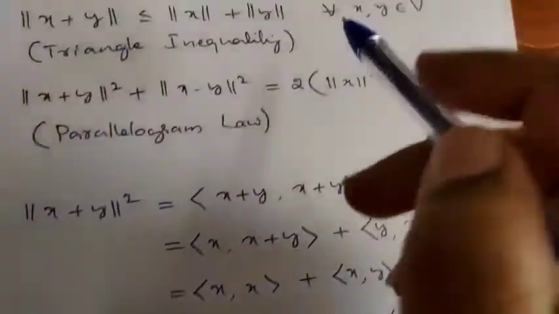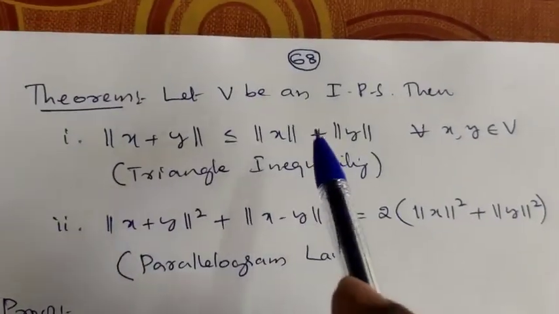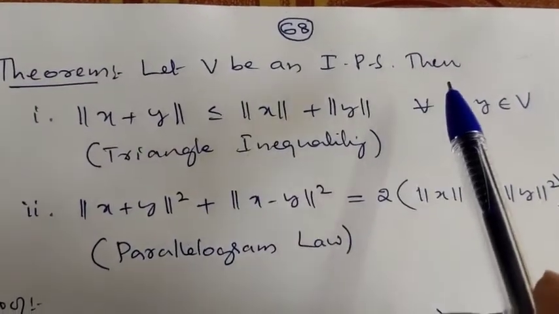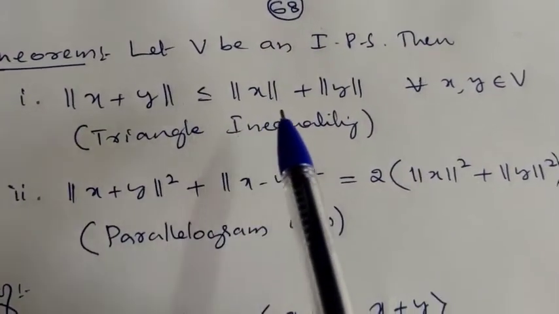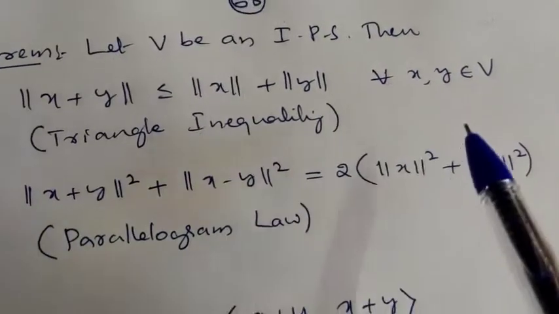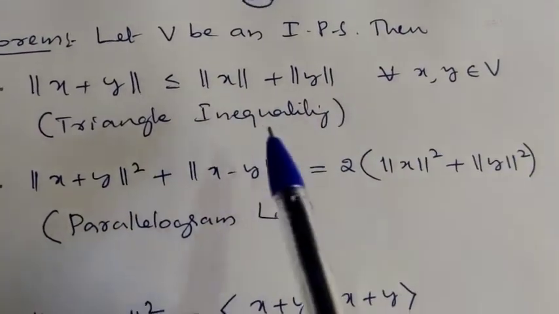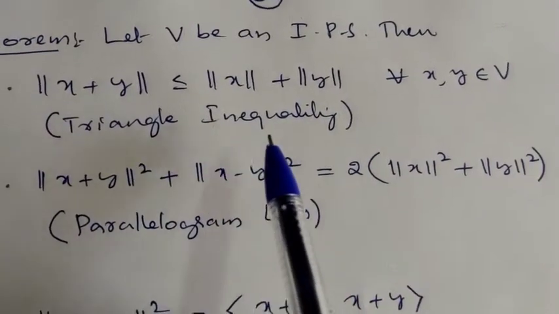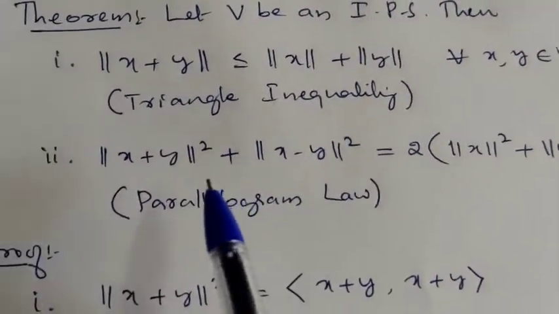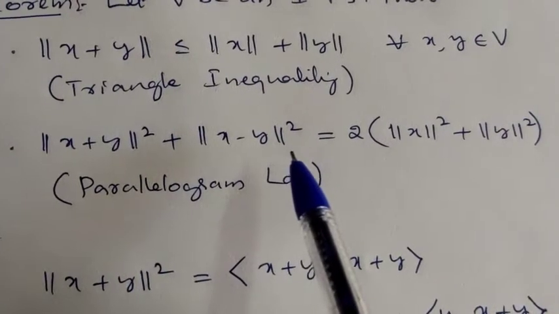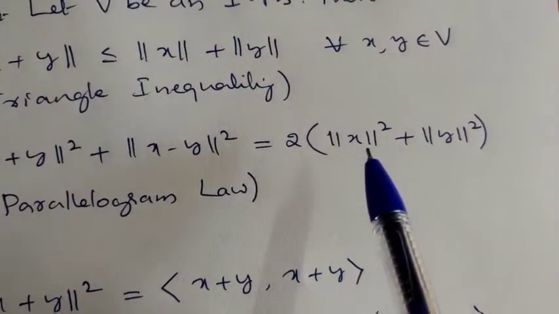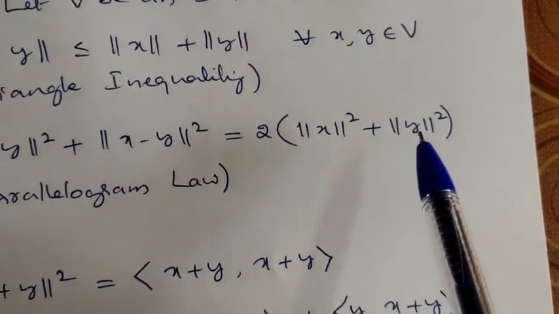So next let us take up the other result, which states that if V is an inner product space, then first, norm of x plus y is less than or equal to norm of x plus norm of y for every x, y belonging to V. This inequality is known as the triangle inequality. And the second one is norm of x plus y whole square plus norm of x minus y whole square is equal to 2 times norm of x square plus norm of y square.